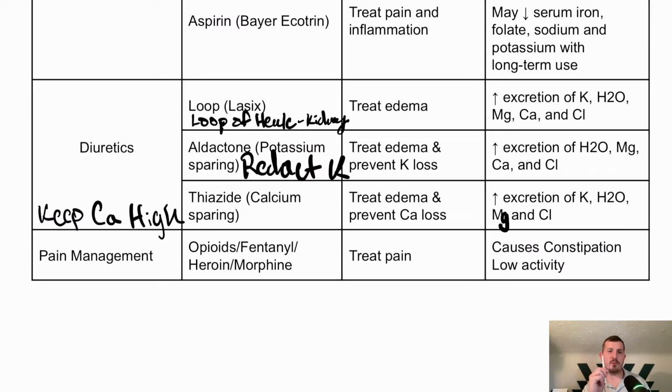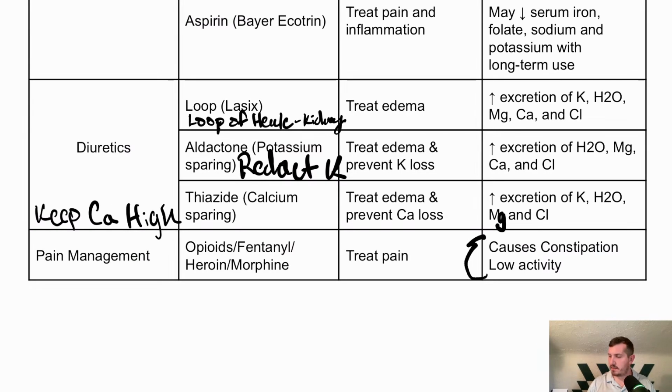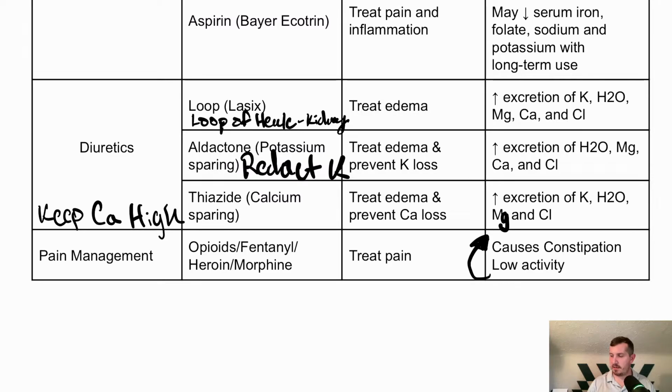I would say for someone who is on opioids, fentanyl, heroin, morphine, they're going to be very low activity. And that's what you're going to see with them. Very low levels of activity is what you're going to see with these types of patients. So, with that low level of activity, what that actually causes too is constipation. Constipation is what occurs as a result of this.